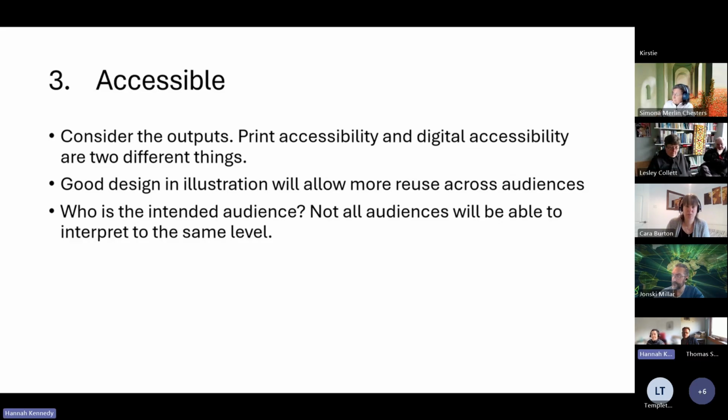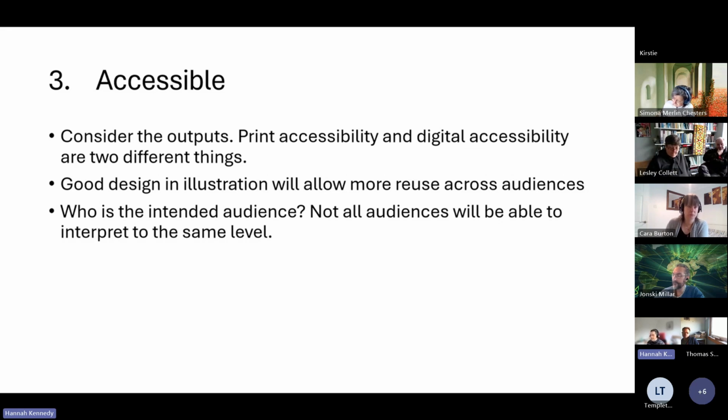If it's clean, clear, and accurate, and attractive enough, then you'll be able to use it in multiple ways. But being aware that you might need to adjust it for different outputs is something to be aware of. And finally, accessibility is very much audience dependent.